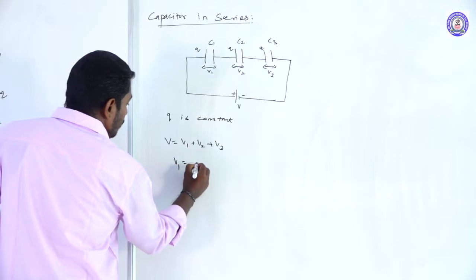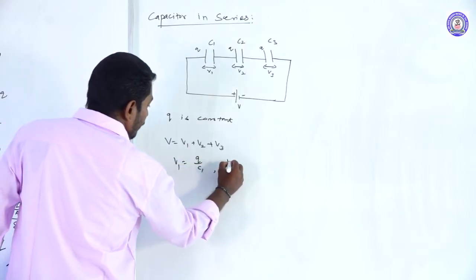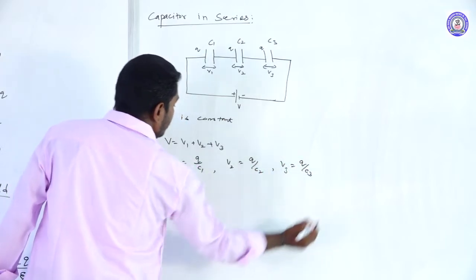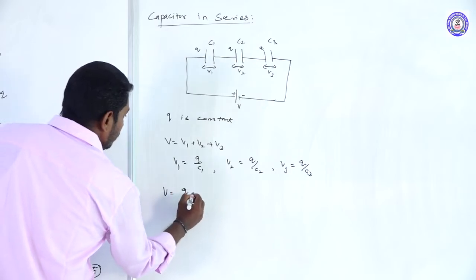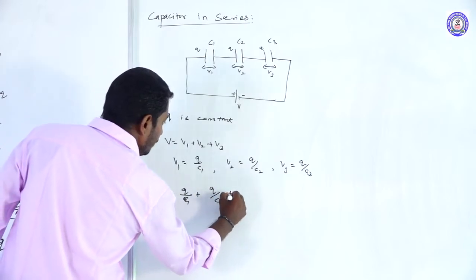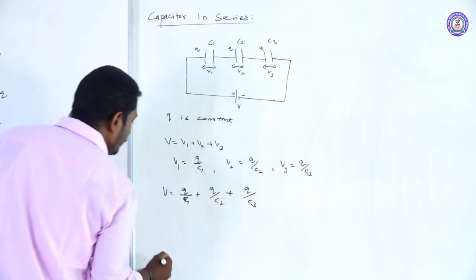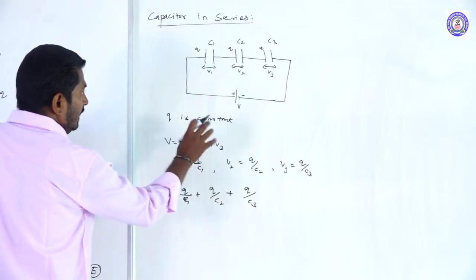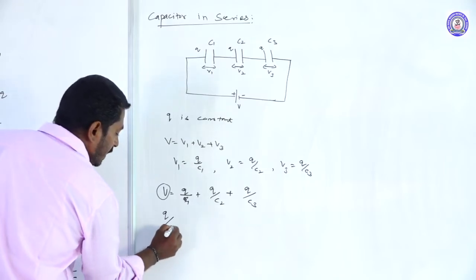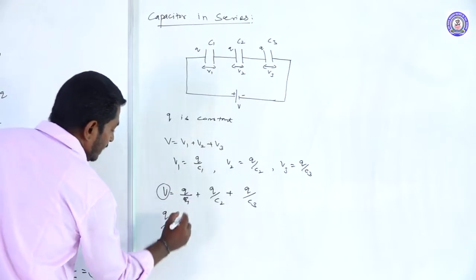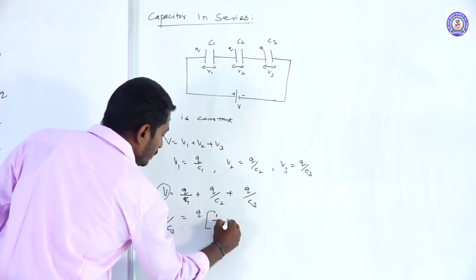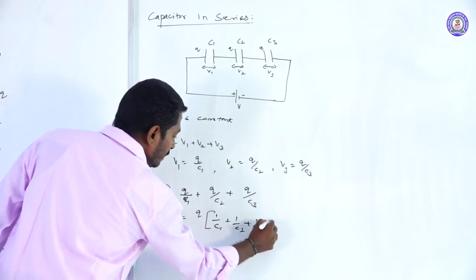Then V1 is equal to Q divided by C1, V2 is equal to Q divided by C2, V3 is equal to Q divided by C3. Then V is equal to V1 value Q divided by C1 plus V2 value Q divided by C2, plus V3 value Q divided by C3. Then V, the total potential difference across the series combination, is equal to Q divided by CS. CS is the effective capacitance connected in series combination, which is equal to Q taken out commonly, 1 divided by C1 plus 1 divided by C2 plus 1 divided by C3.